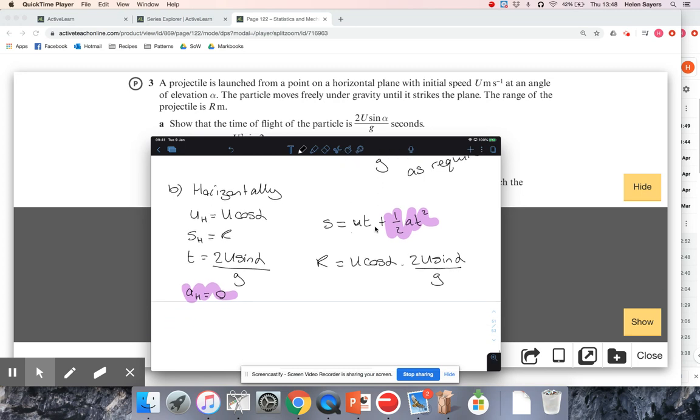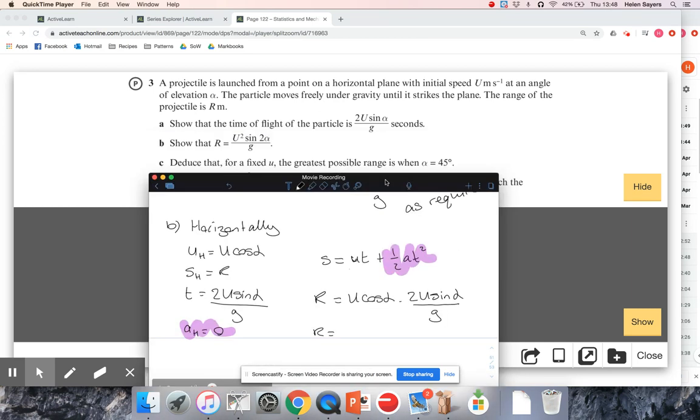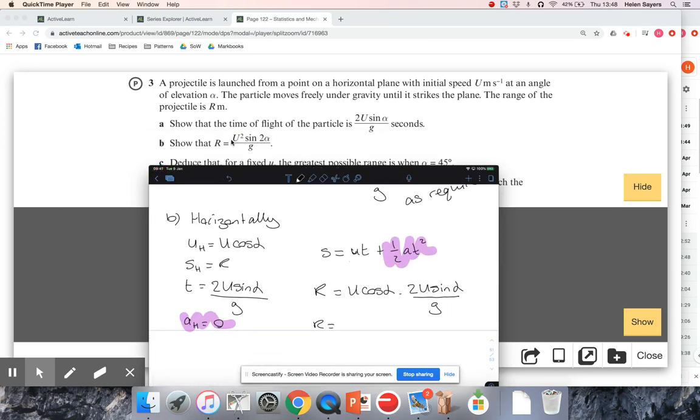Okay, so let's think about tidying that up. I could bring the 2 out to the front, but if I look back at what I want, they don't have a coefficient of 2. They do have the U squared, so the U times the U does give me the U squared. Then I've got 2 cos alpha sine alpha, and that's all over G.